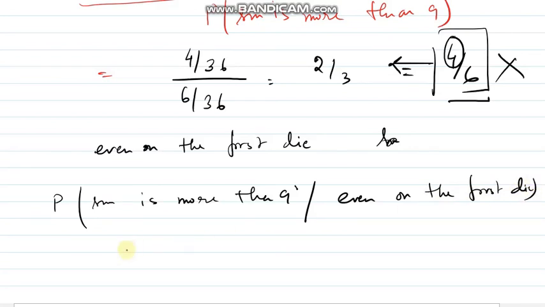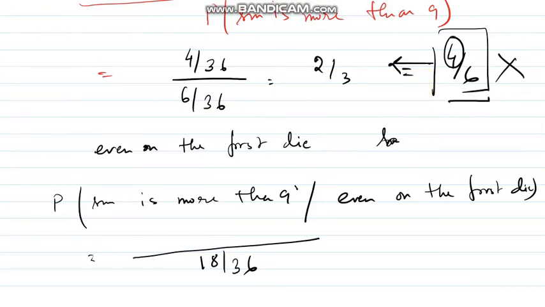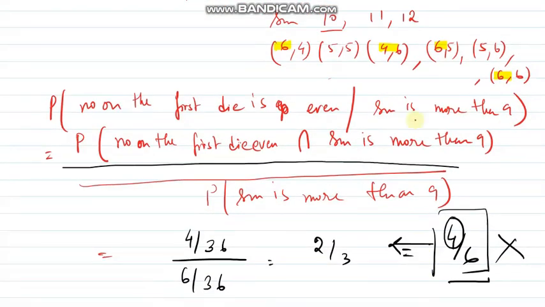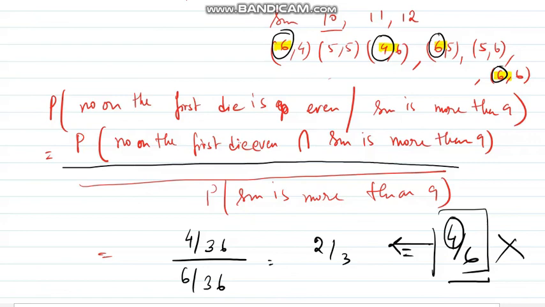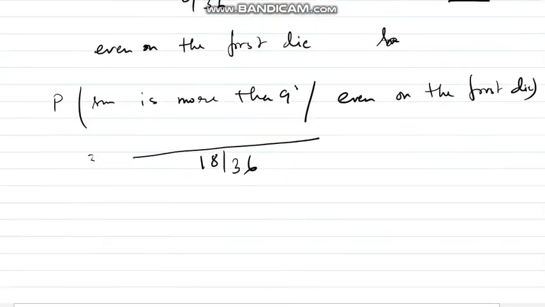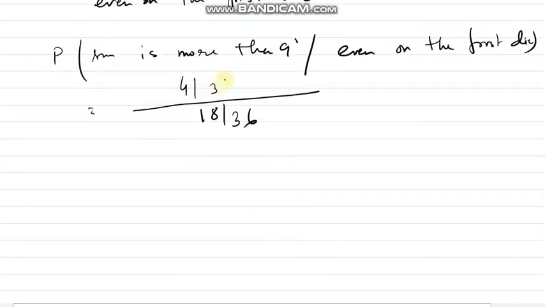So how many outcomes have an even number on the first die? Just think about these 36 outcomes. If you have any doubt, check my video on dice, you will understand. Out of these 18 outcomes, just check how many have an even number on the first die. These 4 outcomes have an even number on the first die and the sum more than 9. So it will be 4 divided by 36. If you simplify, the answer is 2 divided by 9.